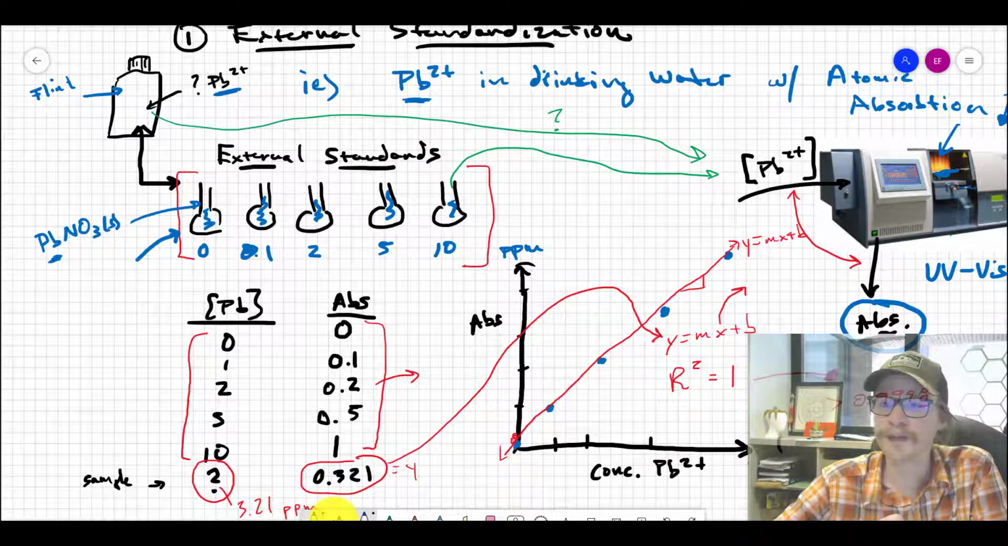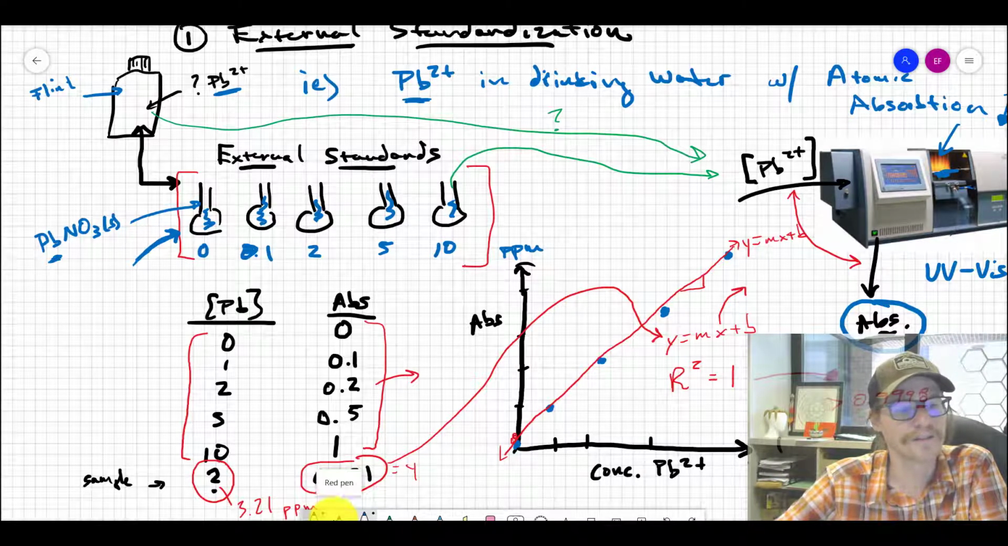Maybe. Sometimes you can, sometimes you can't. For a drinking water sample, that's a pretty clean matrix. So maybe using pure water when you're making up your standards and comparing that to a sample of drinking water, that might be reasonable. You might get away with it. But let's pretend you have a different sample here.